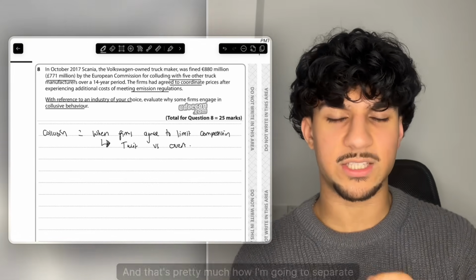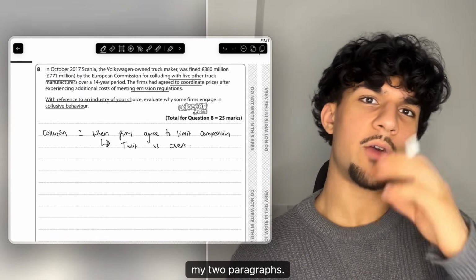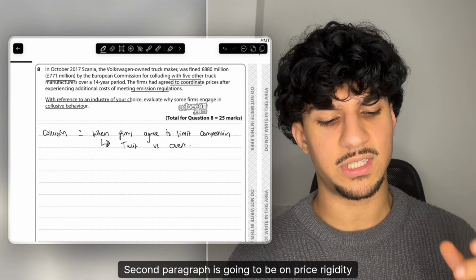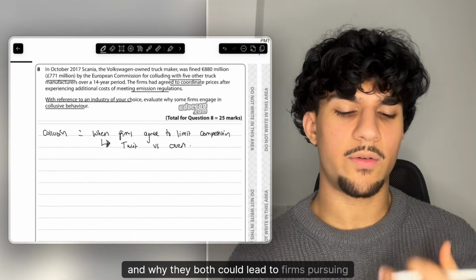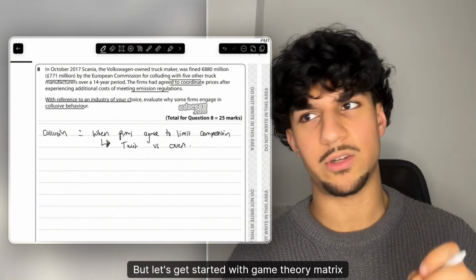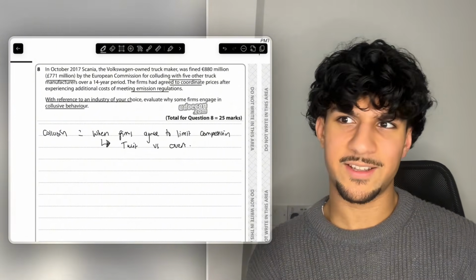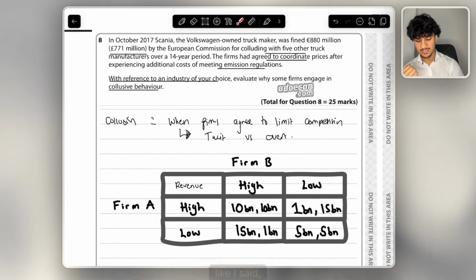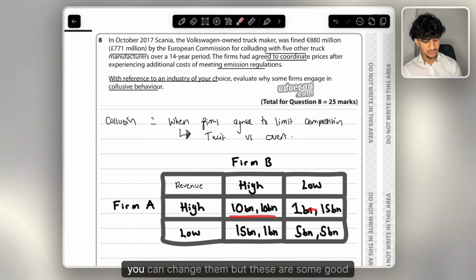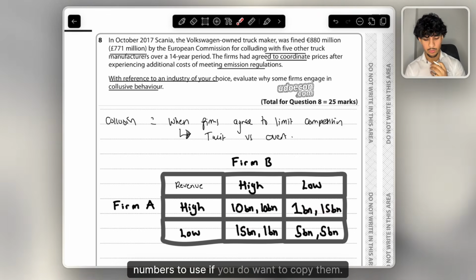But first things first, and that's pretty much how I'm going to separate my two paragraphs. First paragraph is going to be on game theory. Second paragraph is going to be on price rigidity and why they both could lead to firms pursuing collusive behaviour. But let's get started with the game theory matrix payoff grid. So let's get started with this first paragraph, and like I said, I've drawn in a game theory matrix diagram here. Like I said, the numbers, you can change them, but these are some good numbers to use if you do want to copy them.